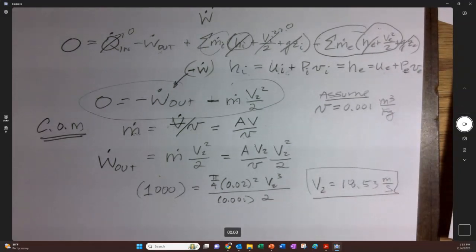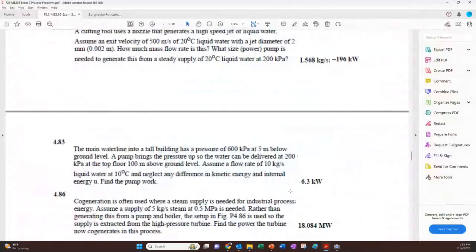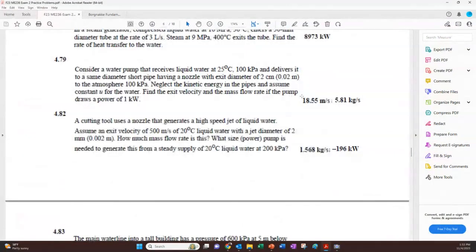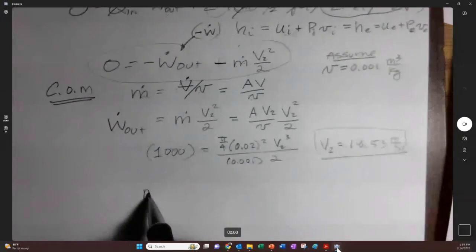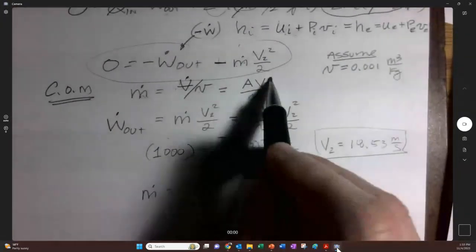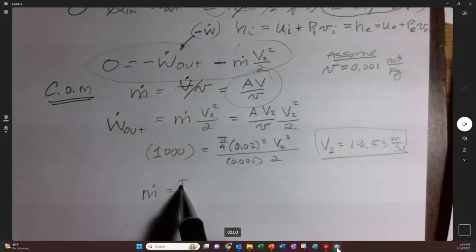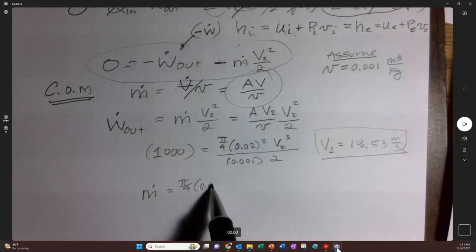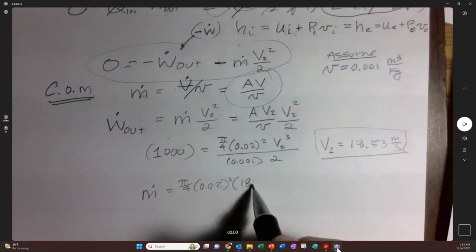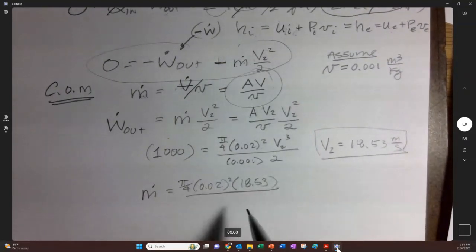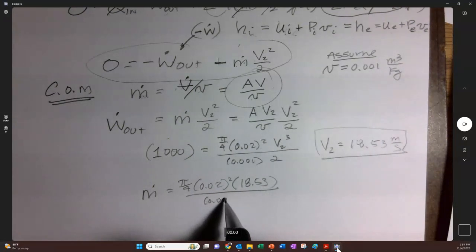When we were looking it up in the problem, where do we go? Yeah, 18 right there. So 18, and then we go back to the other part, and so the mass flow rate, m dot, is going to be equal to, we'll just go to that right there. It might have been faster to have written that out. So we have 18.53 divided by 0.001.